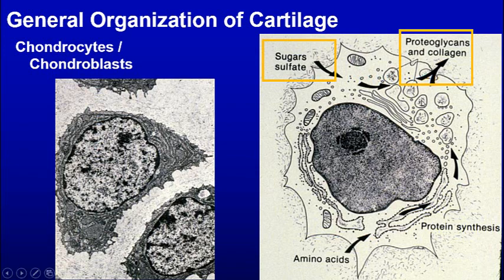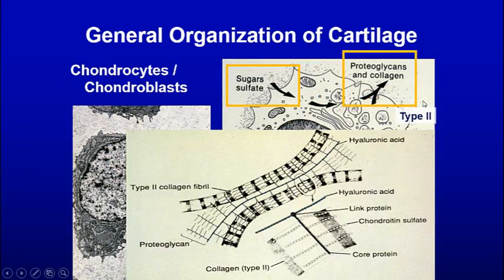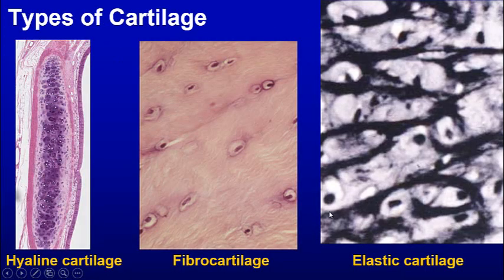So the proteoglycans and collagen is what we have. Type 2 collagen is what it is. And so as you see again, here are type 2 collagen bundles, fibers here and here, hyaluronic acid, chondroitin sulfate, as we saw before.